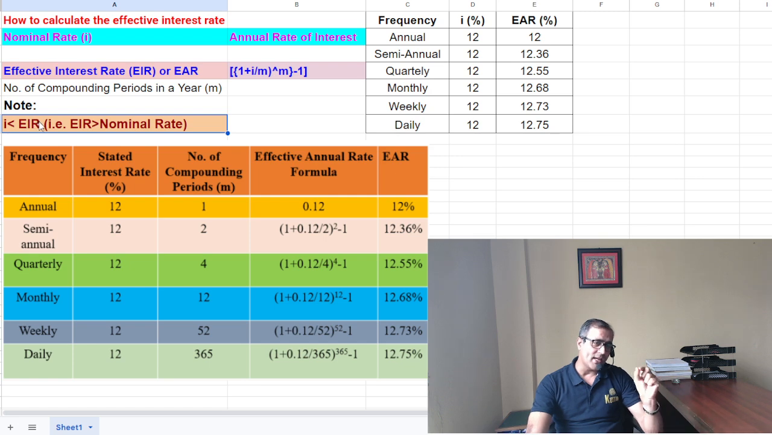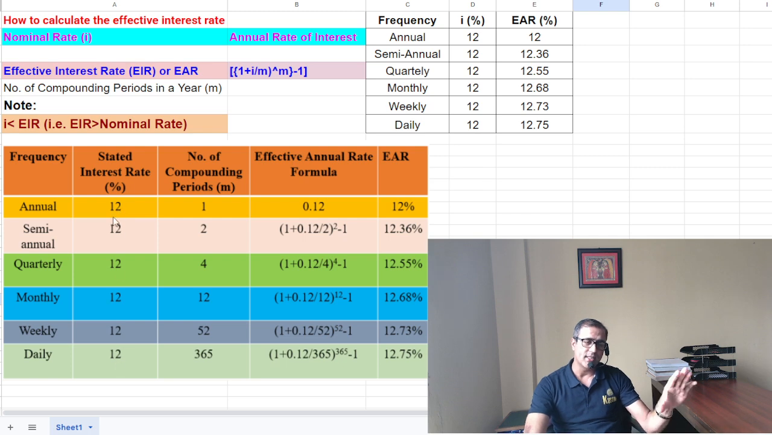The next important point that you need to understand here, as I explained earlier, is that the nominal interest rate is lower than the effective interest rate. That is, the effective interest rate is greater than the nominal rate of interest. Similarly, in financial investment, when you are planning to deposit your money in the bank, or planning to lend your money to borrowers, you need to understand this frequency. Assume that the stated, nominal interest rate is 12%. In each case this is 12%.